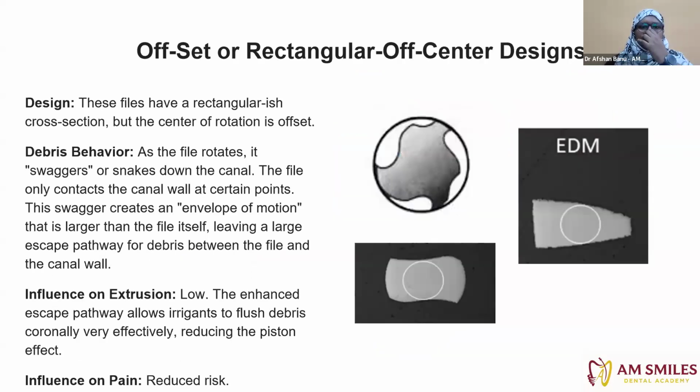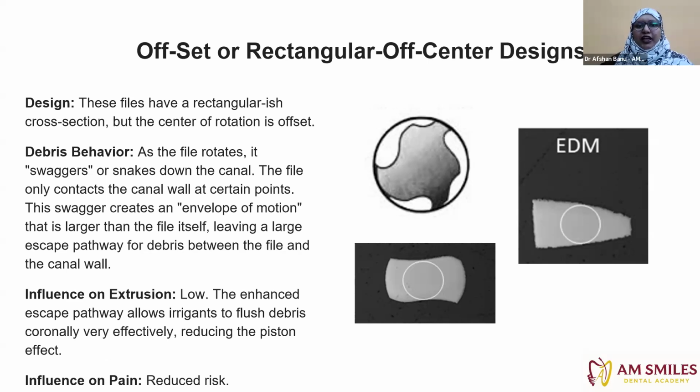And next will be your offset or rectangular off center. So this is the difference which I wanted to tell. In the first one, it was like a sharp rectangular. So this is a rectangular off center. Now what they have done is, all the surfaces of the file will not contact the root canal, it will be varying. So it is offset, that is, it is off center.